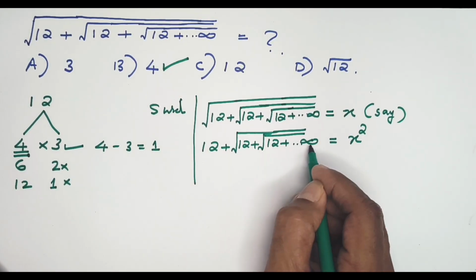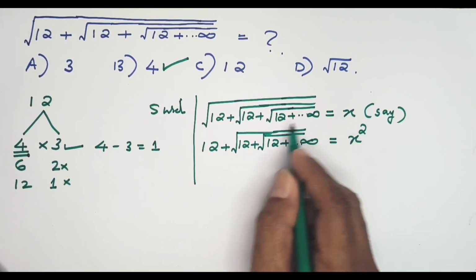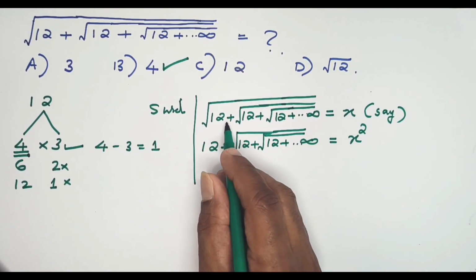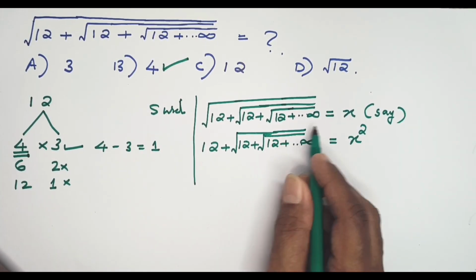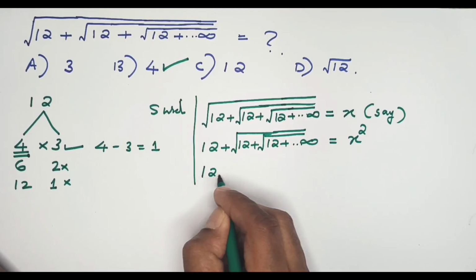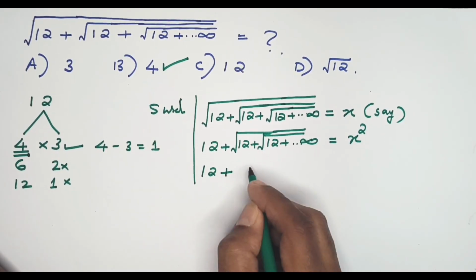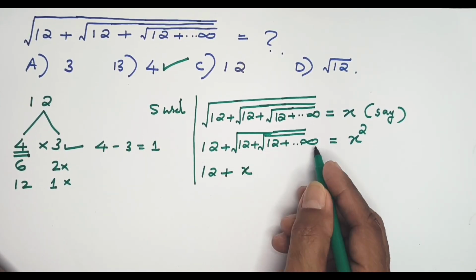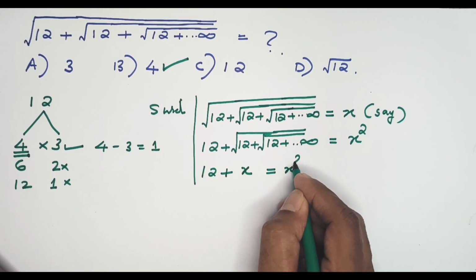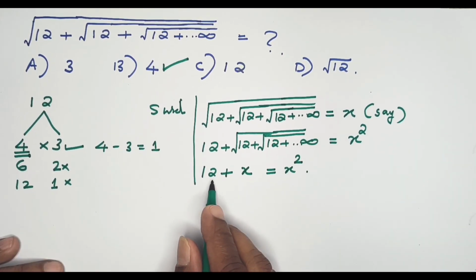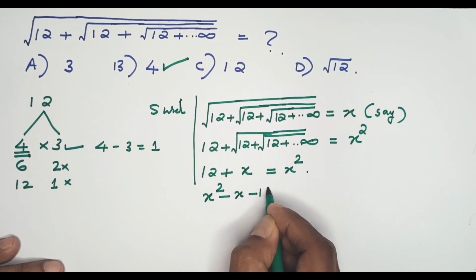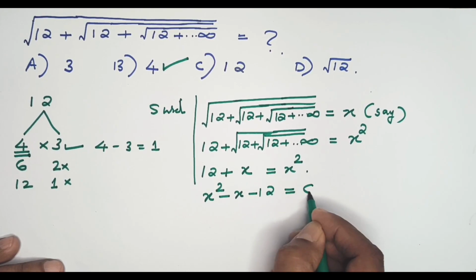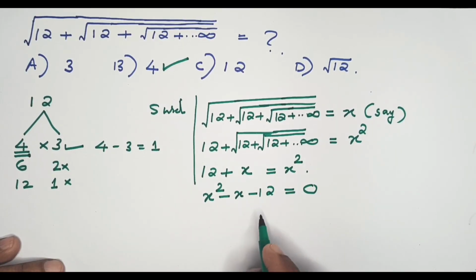Now look at this term, this is just x, because only one 12 has been removed from infinity, so the rest of it will be just x. So you can write it like this: 12 plus x on the left, and the right side is x squared. Now take these two terms to the right side. On the right you have already x squared. Then minus x minus 12 equals 0. You got a quadratic equation.